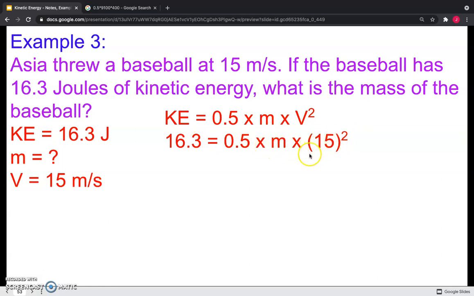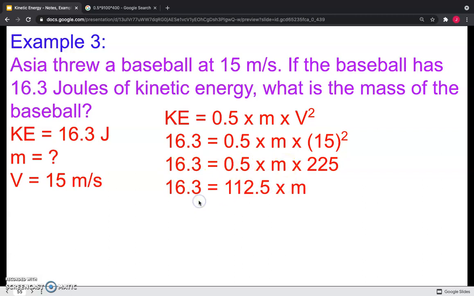Okay, so again, we're going to start by squaring 15. So that means 15 times 15. So 225. Then we're going to multiply that value times 0.5. 16.3 equals 0.5 times 225. 16.3 equals 112.5, right? That came from 0.5 times 225. So multiply that times that, and you should get 112.5.